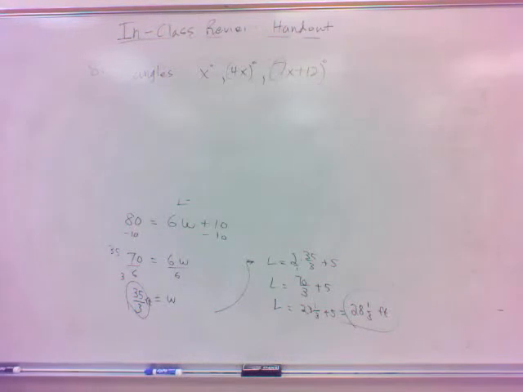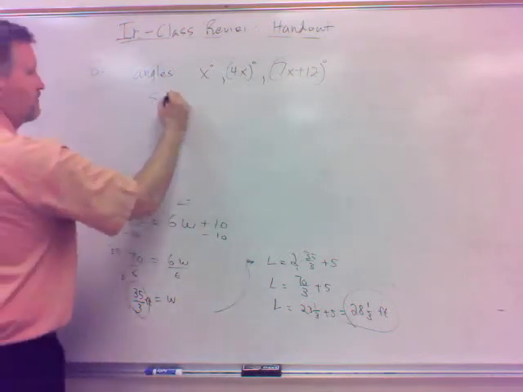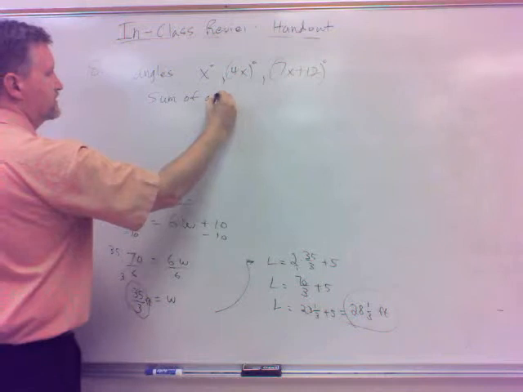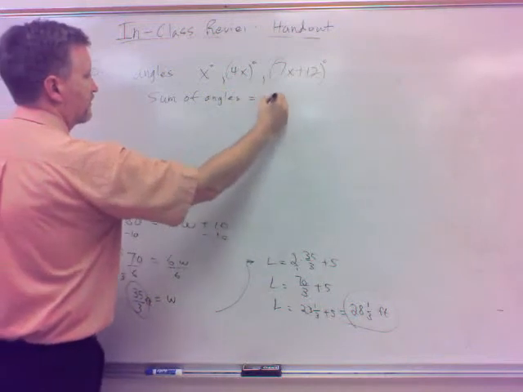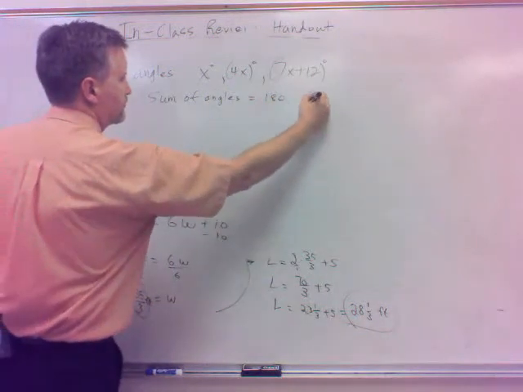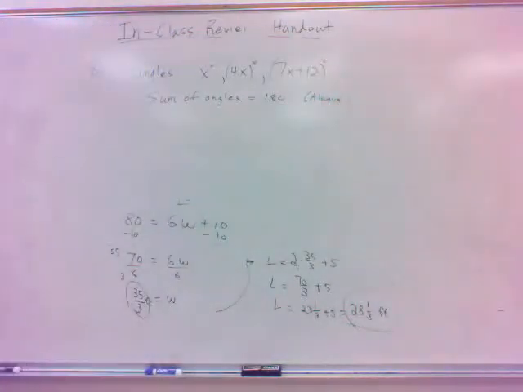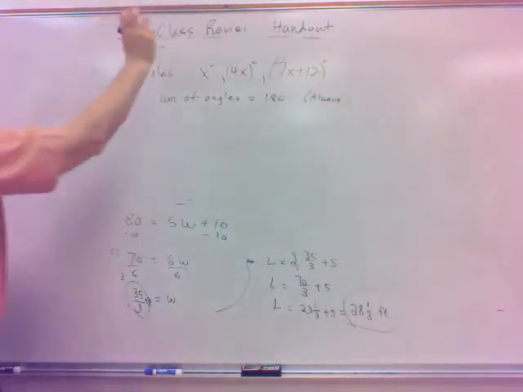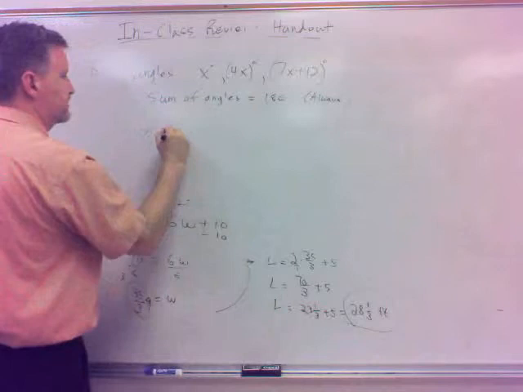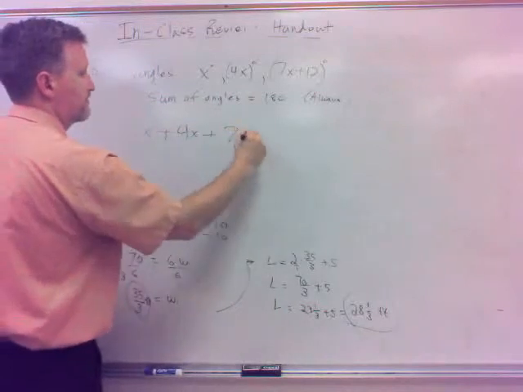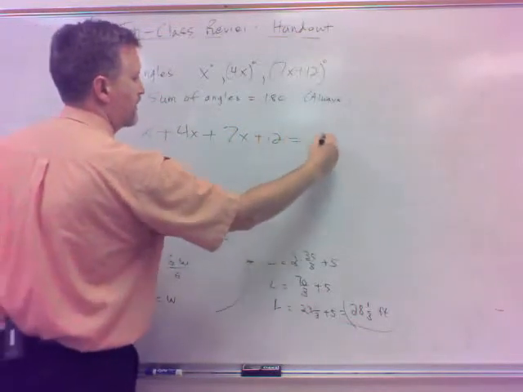Well, there's a couple of formulas you might want to remember. This is one of them. Angles of a triangle, the sum of the angles always is 180. Always. Doesn't matter what triangle it is, it's always 180, the sum of them. So I'm going to add these angles, right? x plus 4x plus 7x plus 12, and that's going to equal 180.